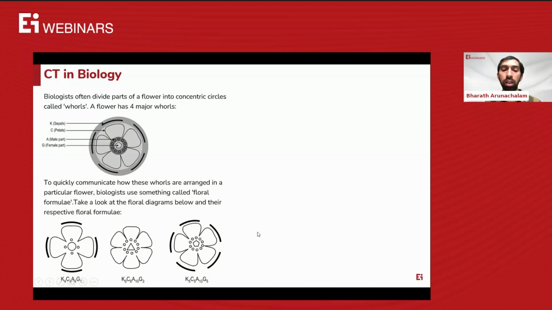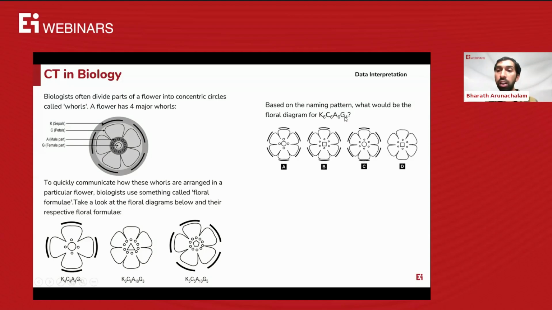So let's look at the question. Based on the naming pattern, what would the floral diagram for K6, C6, A6, G4 be? And these are your options. We can have the poll.